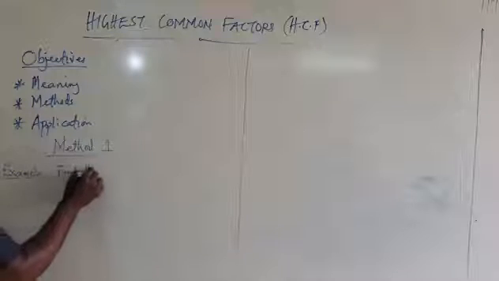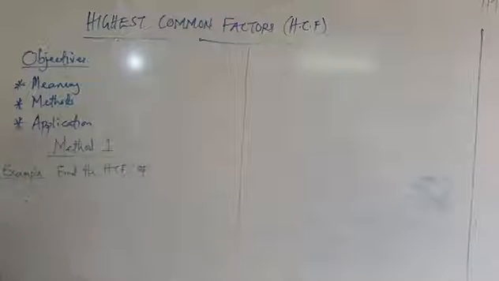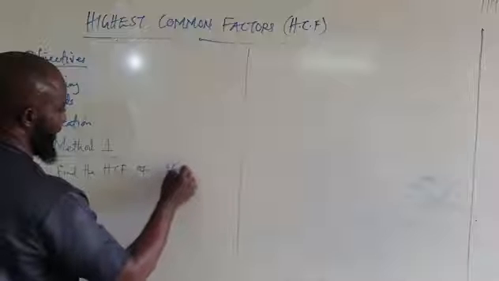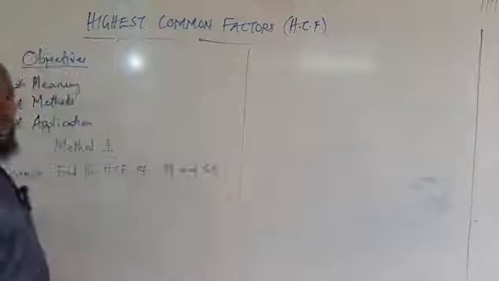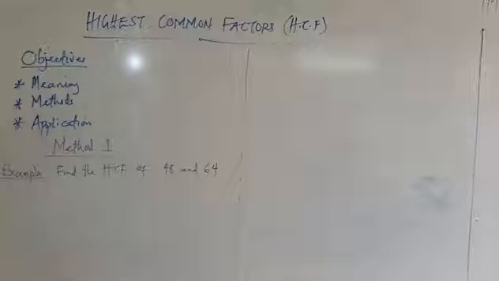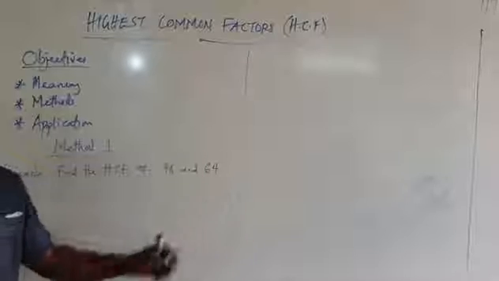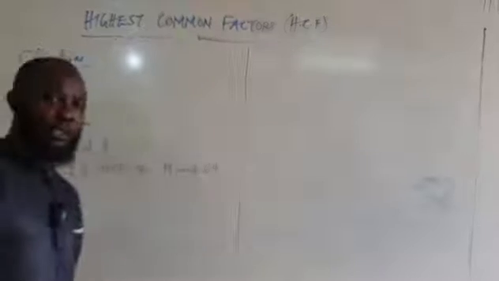Find the HCF of 48 and 64. We want to find the highest common factors of 48 and 64. So the first method is the factor method. We want to use the factor method.